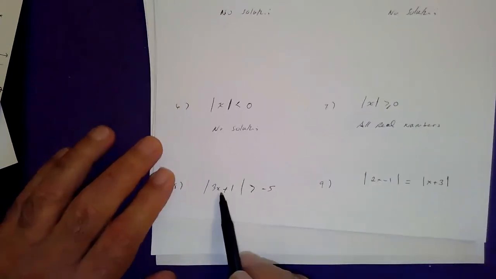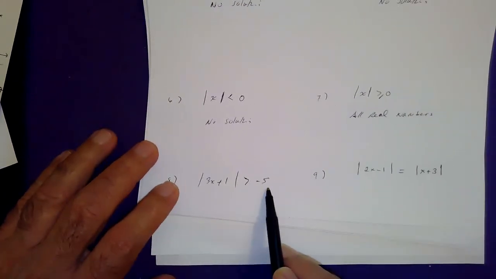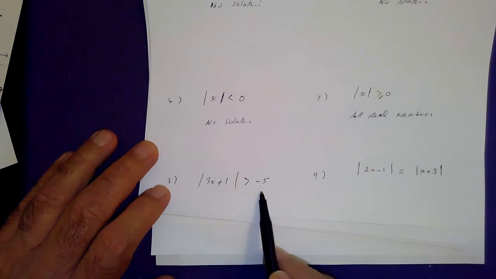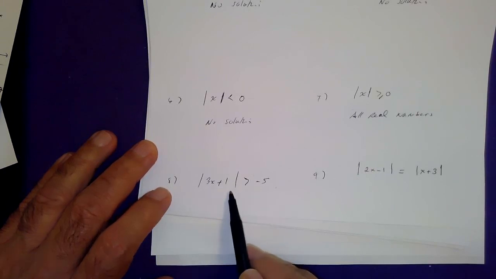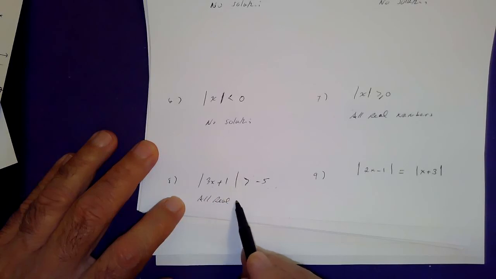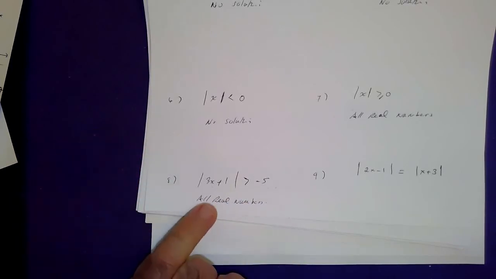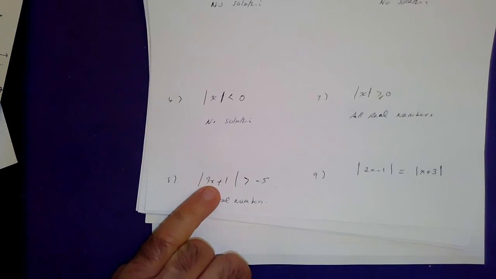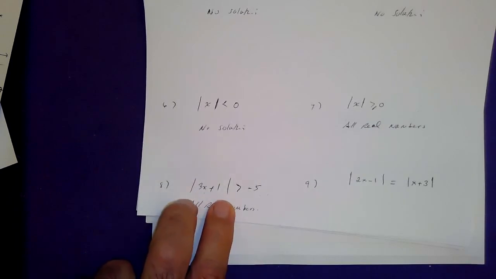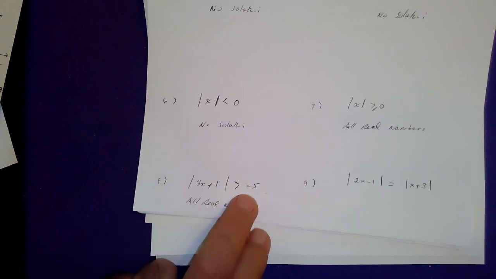What about this guy? Can the absolute value of a number be greater than a negative number, regardless of what x is? Well, sure. So this would be all real numbers as well. No matter what you replace x by, whether it's 0 or a positive number or a negative number, the minute you take its absolute value, it's going to be positive, and a positive number is greater than a negative number.